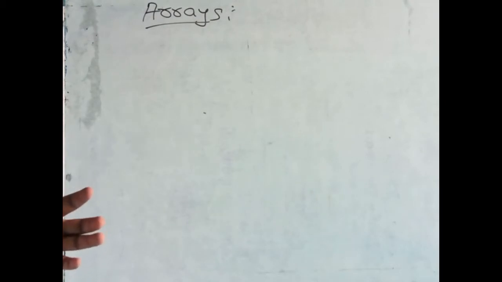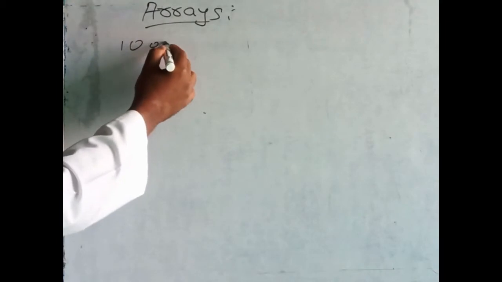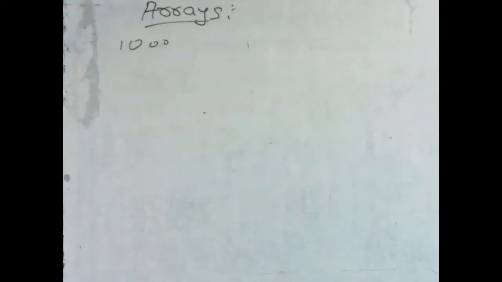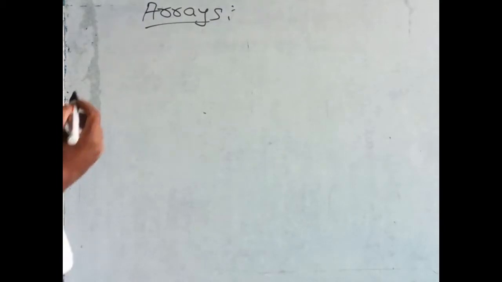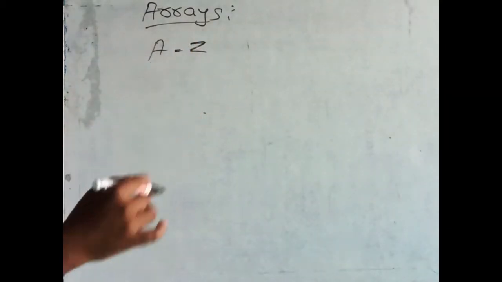Array means nothing but a collection of objects, or we can say a collection of elements, which are of the same data type. For example, we want to display 100 numbers or 1000 numbers. Instead of numbers, we will take characters. I want to display A to Z. For that, how can we display?